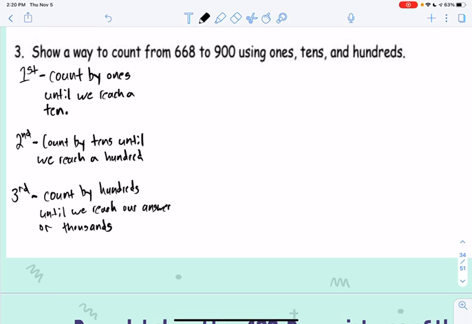All right, so we have 668. What is our first condition? To count by ones until we reach a 10. So I'm going to count by a 1. That gives me 669. I'm going to count by another 1, which reaches 670. What do I need to do now?